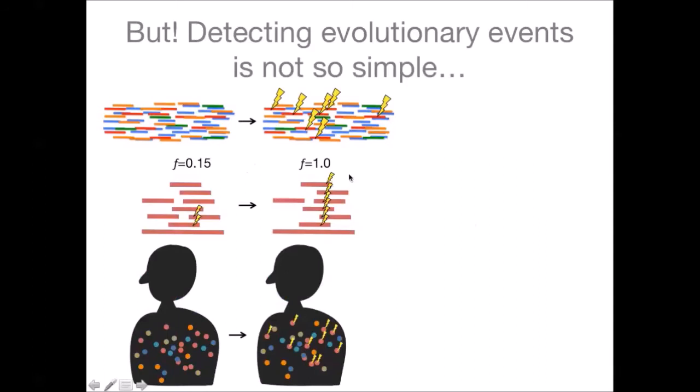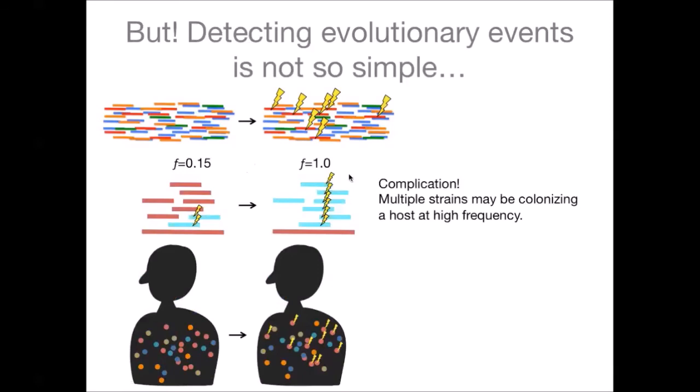But that's not that simple. So what could actually be generating these allele frequency changes instead of evolution could be strain fluctuations. So multiple strains of the same species often colonize a host, and these are distinct strains because they have genetically diverged from each other.